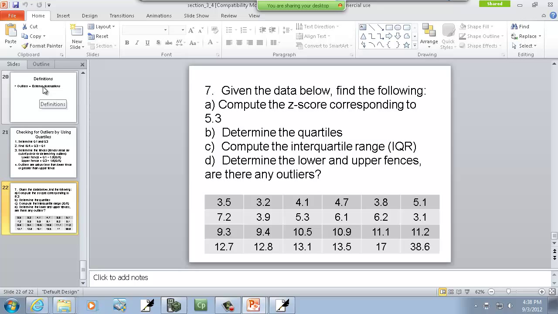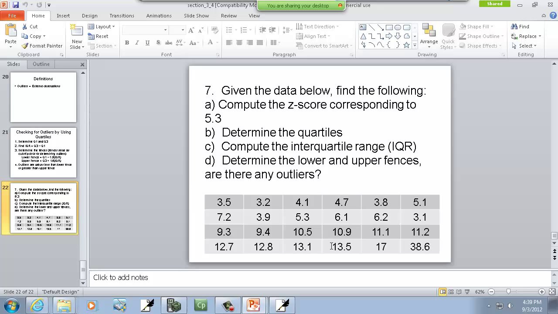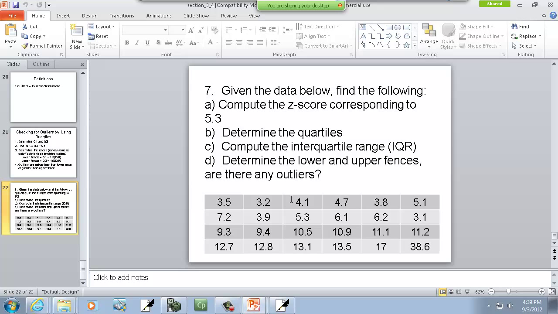Well, remember the z-score, our formula, is x minus our mean, and I'll say population just because it really doesn't matter, divided by our standard deviation. I just don't want to write out population or mean and write out standard deviation. I just want to use symbols. Well, we have to find the mean and standard deviation of this first. Now, it wouldn't matter on the homework whether it's population or sample. Because remember, when you find the standard deviation, the standard deviation of the population is slightly different.